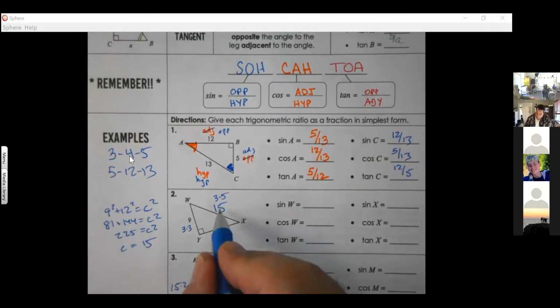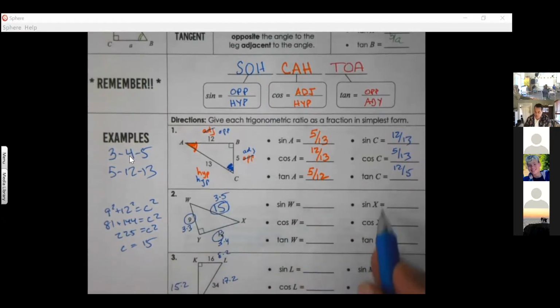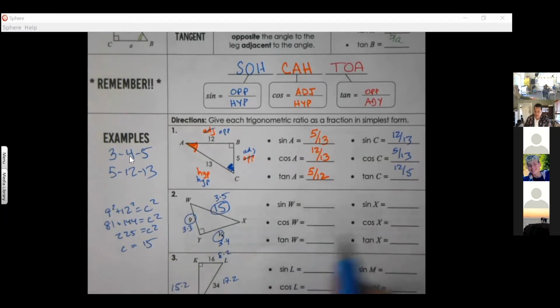So anyway, with these numbers in place, can you guys please do W and X? Find the sine, cosine, and tangent for each one. Go.